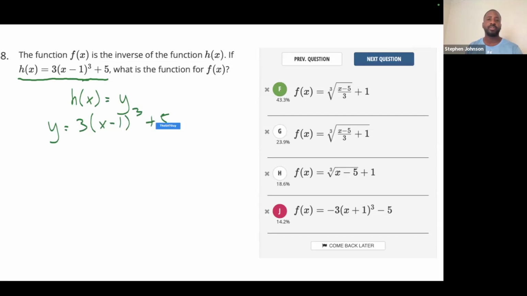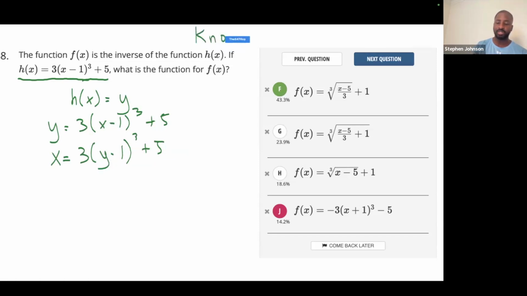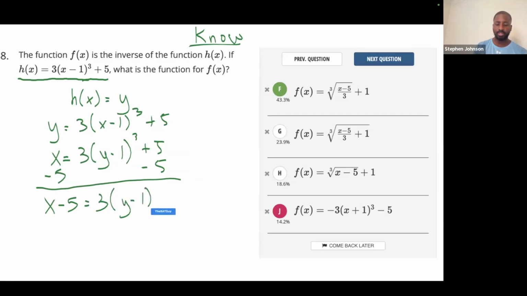Whenever we're finding an inverse, your first step is to switch x and y. So we're going to replace this and make this x equals 3 times y minus 1 to the third plus 5. And then your next step is to solve for y. So again, this is definitely a knowledge question. No real strategy on that. So now how do we solve for y? Well, first, I'm going to subtract 5 from both sides. So we have x minus 5 equals 3, parentheses, y minus 1 to the third power. Next, in my pursuit of getting y isolated, I'm going to divide by 3.